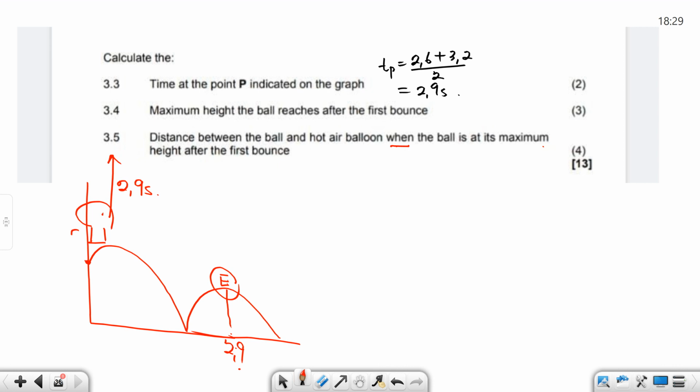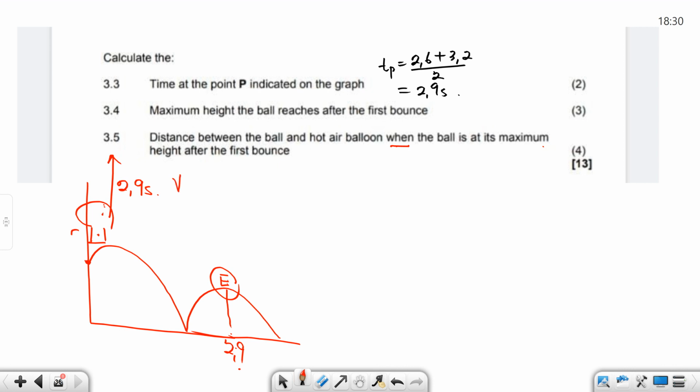We waited for 2.9 seconds before the ball reached what? Maximum height. It means this guy was also what? Traveling. Still going up in that same what? Time frame. Are we okay? So now, where is this guy after 2.9 seconds? Somewhere up there. But hold on.